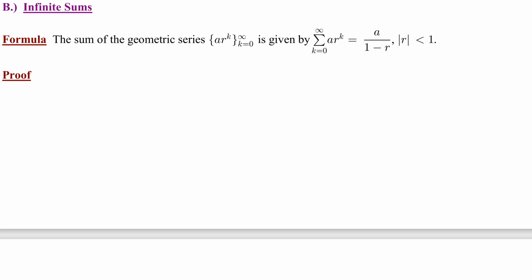Believe it or not, the sum of an infinite geometric series has a formula that's even simpler than the formula for the sum of a finite geometric series. The sum of the geometric series is given by the sum from k equals 0 to infinity of ar to the k equals a over 1 minus r. Now this series will only converge if the absolute value of the ratio r is less than 1.